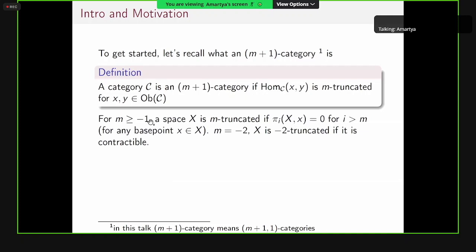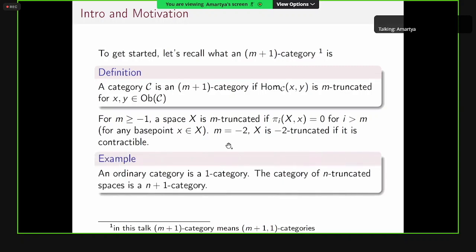For m greater than or equal to -1, a space X is m-truncated if you take all the homotopy groups of X, with some base point, and they vanish for i greater than m. For m equal to -2, that basically means that it is contractible. So it is (-2)-truncated if it is contractible. An example is just an ordinary category, that is a (1,1)-category, and the category of n-truncated spaces is an (n+1)-category.